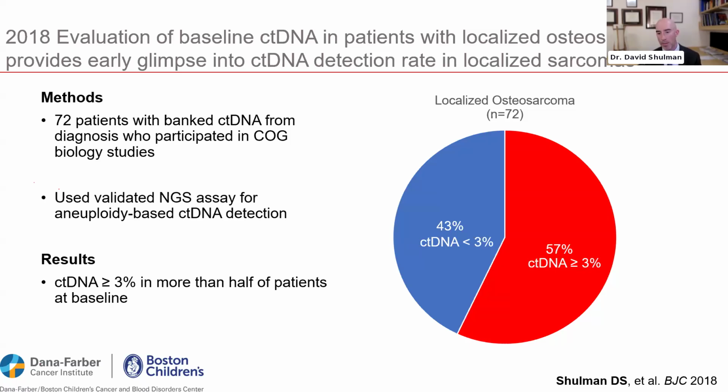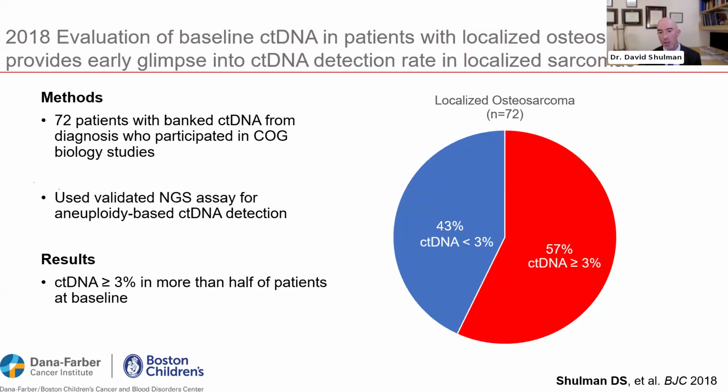And it turned out for that population of patients, in 57% of patients, there was more than 3% tumor DNA floating around in the blood, which was the lower limit of detection of this particular assay. And then in the rest of patients, we actually weren't able to identify tumor DNA. Doesn't mean it wasn't there, it probably was there, but at a lower level than our tests could really quantify.